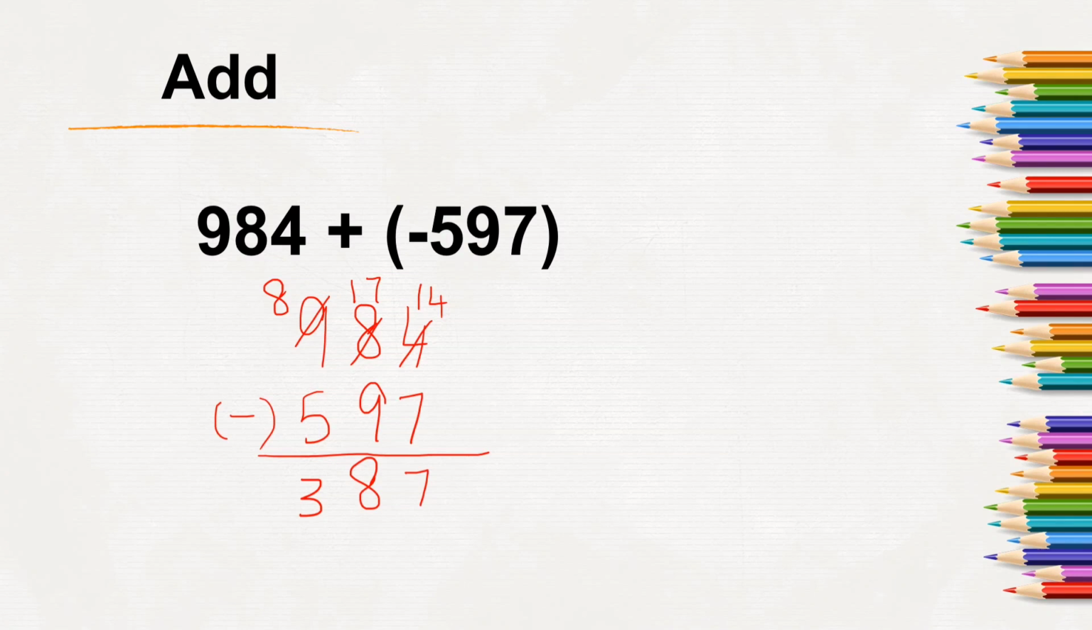Now we have to look at the greater number, that is 984. What is the sign of 984? Positive sign. So here the answer will be positive 387.